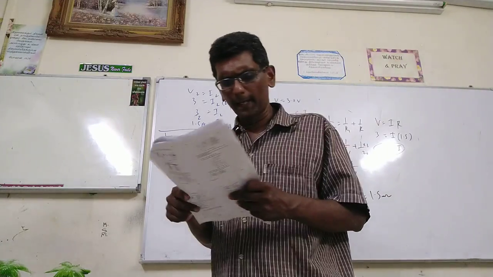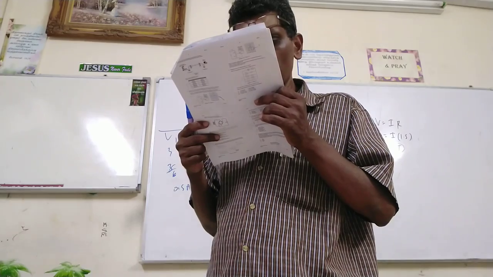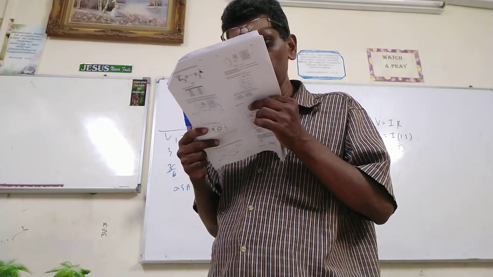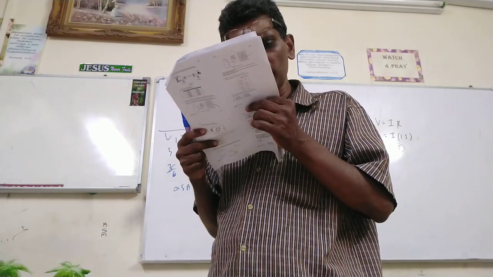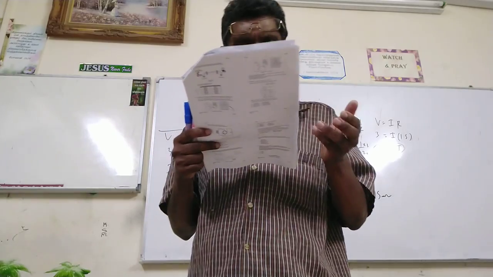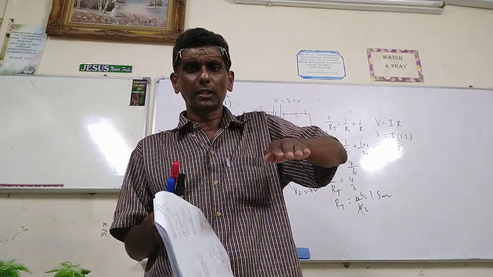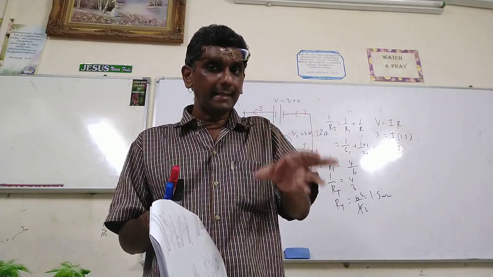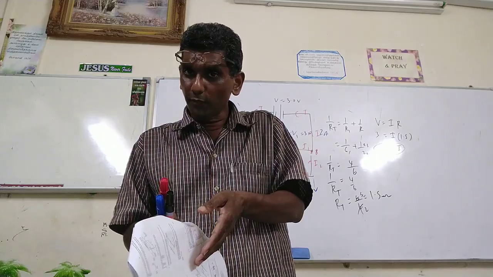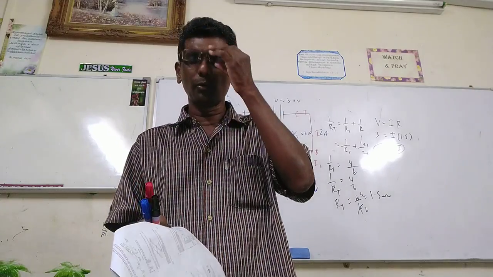Okay, question 40. When an electric kettle labeled 240 volt is connected to a 220 volt power supply, the water in the kettle boils in 10 minutes. What is the time taken for the water to boil if the electric kettle is connected to 200 volt? By right, the kettle needs 240 volt because it is labeled 240 volt, but they connect a lower voltage.